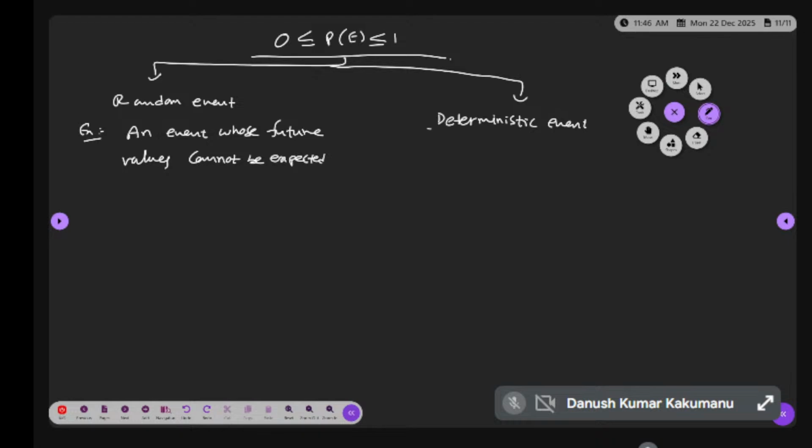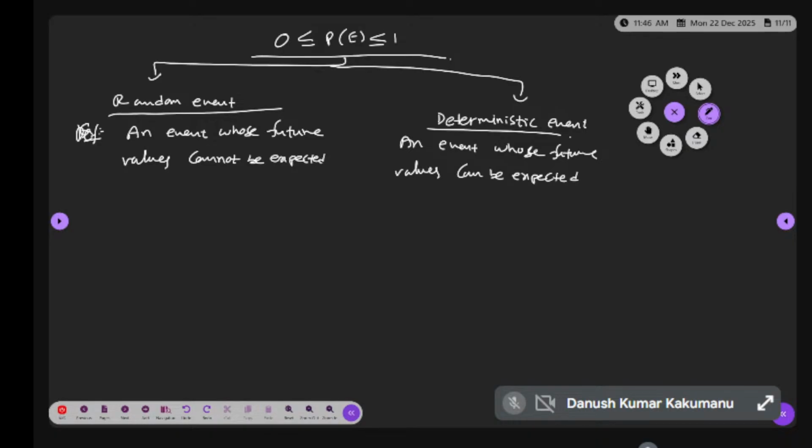What is a deterministic event? This is the definition. An event whose future values can be expected. Now, what are the probability values for the random event? Then we can guess. For a random event, the probability lies between 0 and 1, not equal. Don't keep the equal symbol. For a random event, the probability lies between 0 and 1.